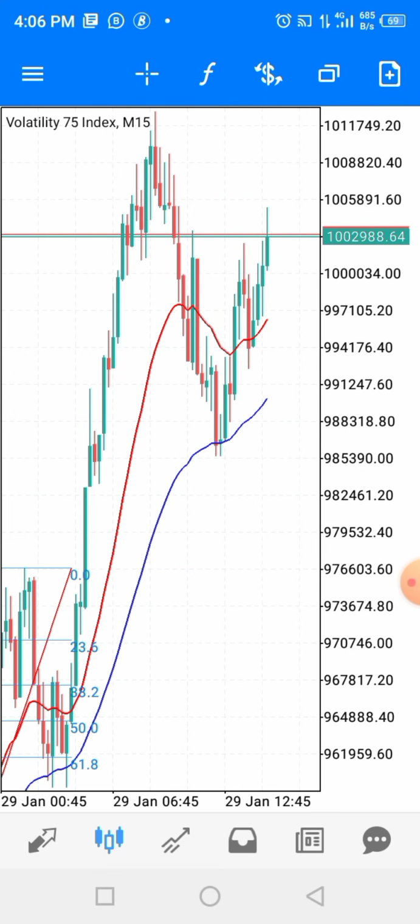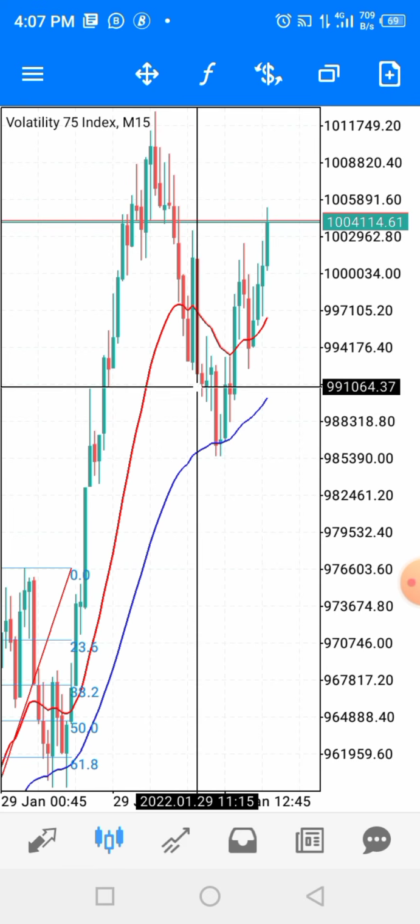I hope someone has learned something. This is a very powerful strategy. This is a price action strategy combined with moving averages, and we enter our trades based on multiple confluences. So you also have to bear in mind that sometimes price will come and then break down.